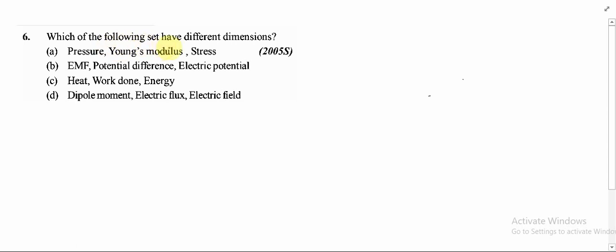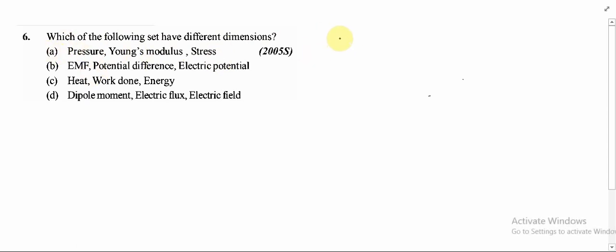Which of the following set have different dimensions? Okay, so we have to find the dimension of each of these physical quantities and check if these are equal. Okay, so we have four options here. So let's first check the first option.